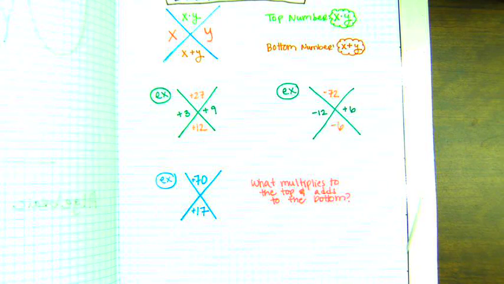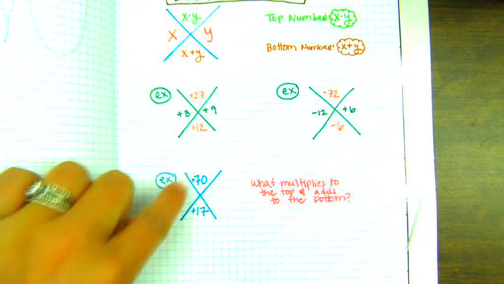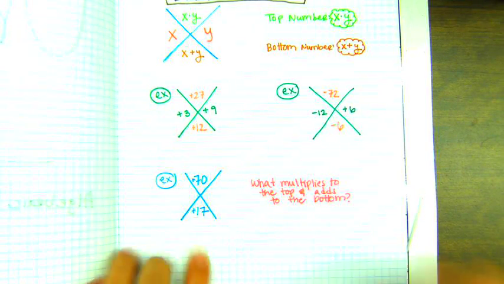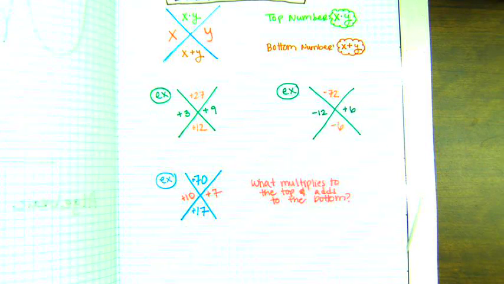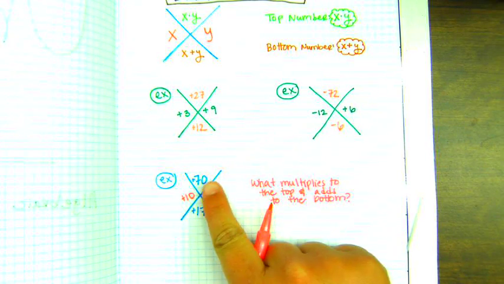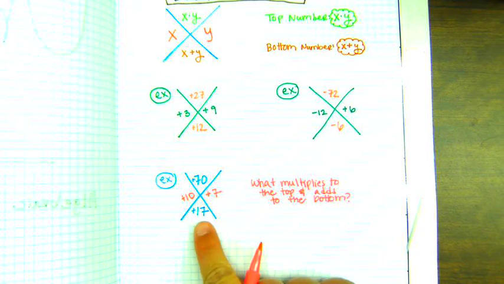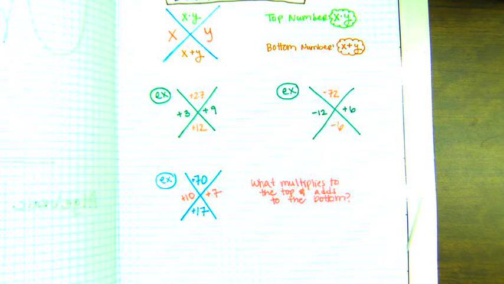Okay, the easiest way to think about that is what multiplies to 70. Hopefully some of you are thinking 10 and 7. Well, if you thought 10 and 7, then you just have to say, well, does 10 plus 7 equal 17? Yes, it does. So the answer is going to be plus 10 and plus 7, because 10 times 7 is 70, and 10 plus 7 is 17. And that's how you figure those out.